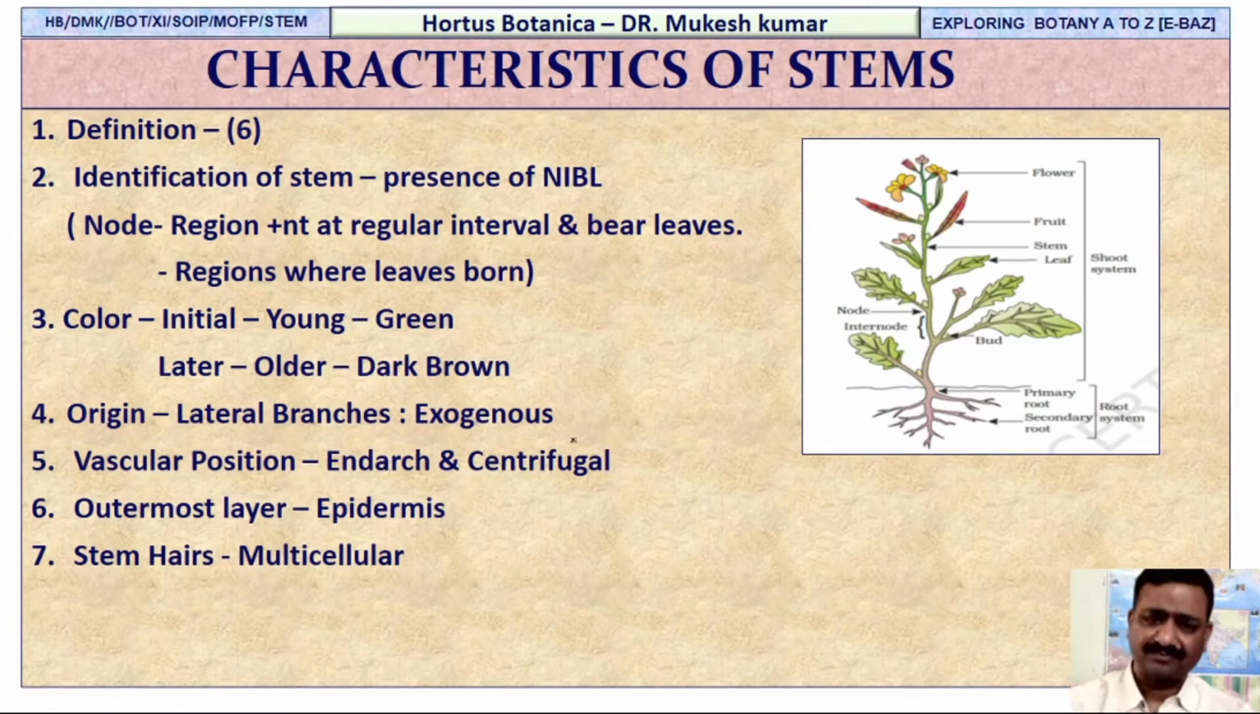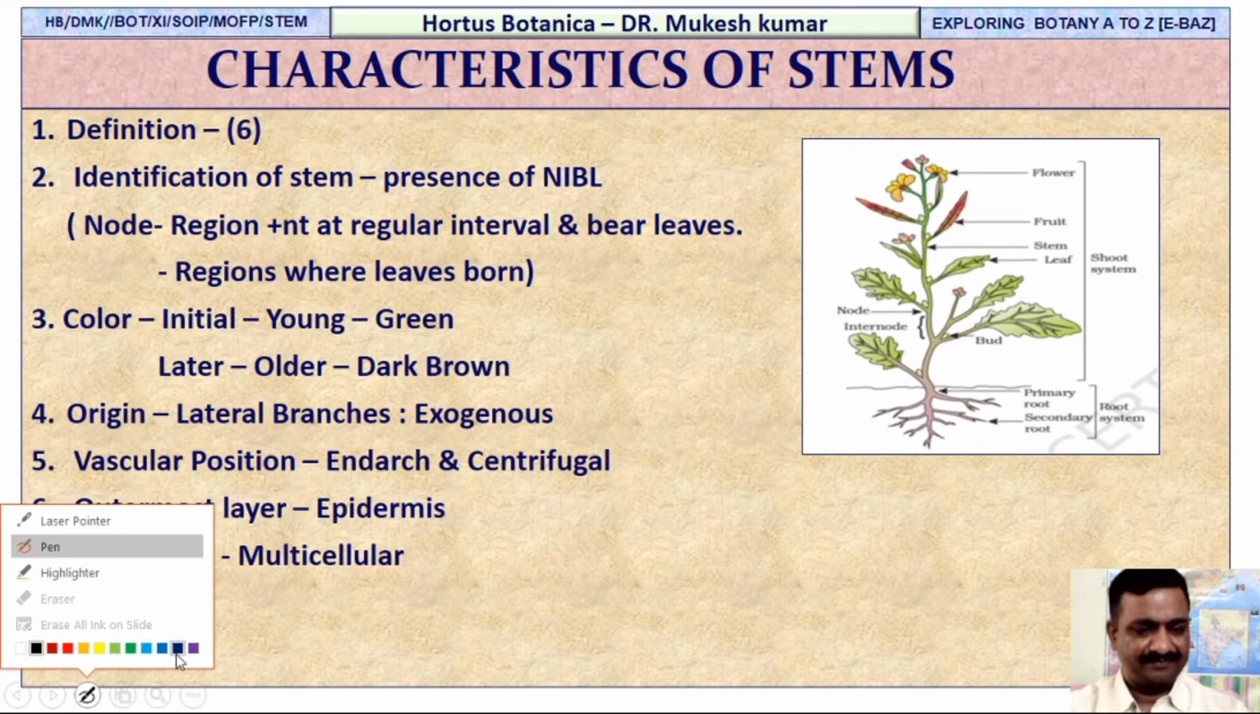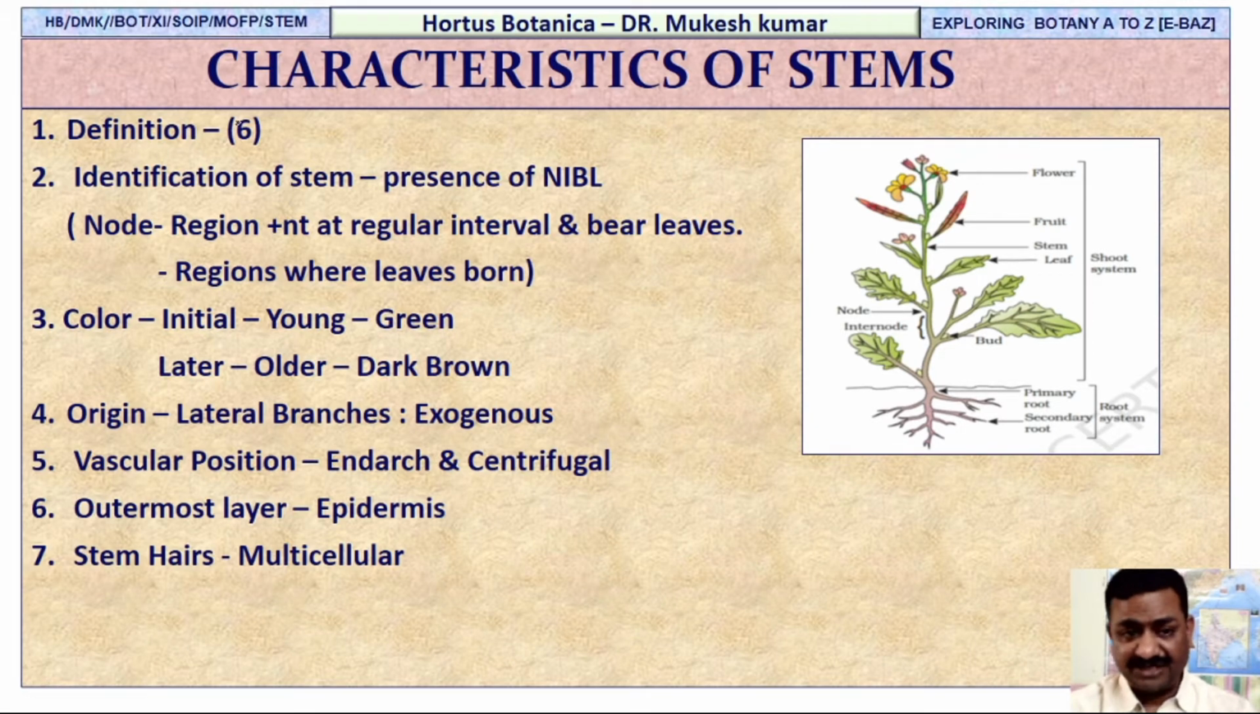Now see, the characteristics of a stem. How will you recognize a stem from a root? From the definition we just studied six points: aerial, green, ascending part of the embryonic axis, arises from the plumule, moves towards light, that is positively phototropic and negatively geotropic and hydrotropic, and it bears what? Branches, leaves, flowers and fruits. Very interesting.